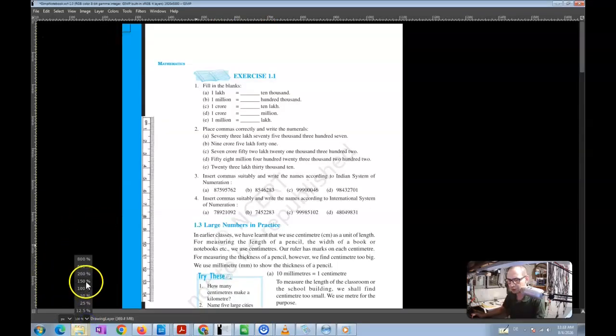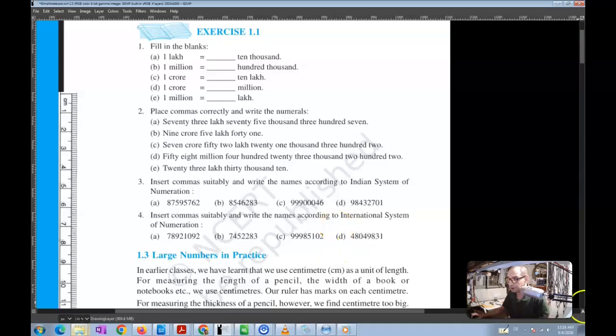So now the next questions are formulated in the Indian system of numeration. I'm not sure if everyone is going to follow the Indian system of numeration, so I will do all of these questions myself, and I will write all the numbers in both systems so that everyone is taken care of.